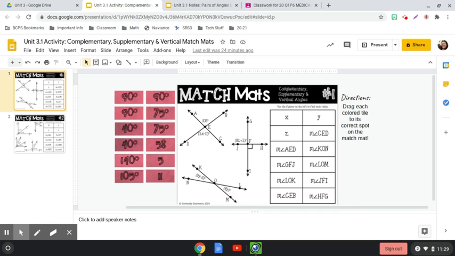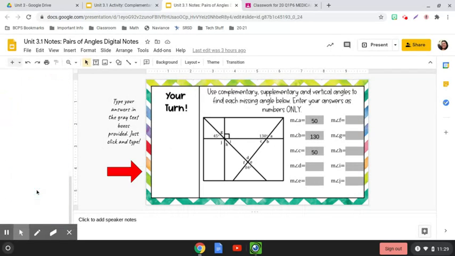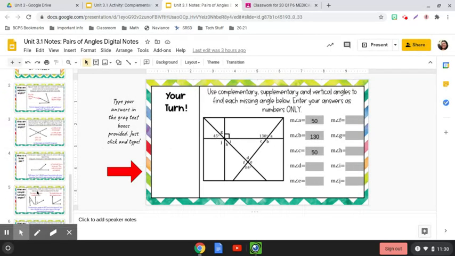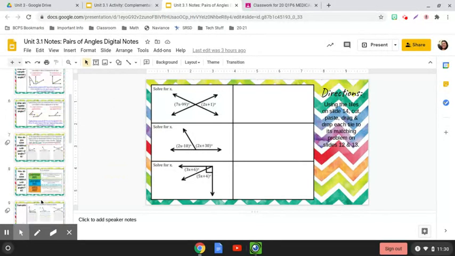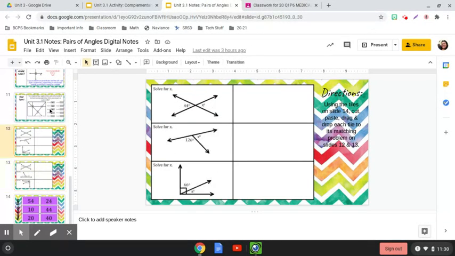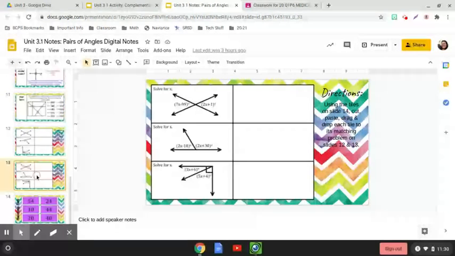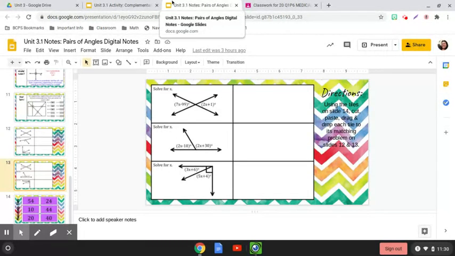All right, guys. Welcome to day two of Unit 3.1. So, yesterday you finished the your turn slides. You started with the gray boxes, and you worked through these six problems. So today we're going to do a little bit more practice.